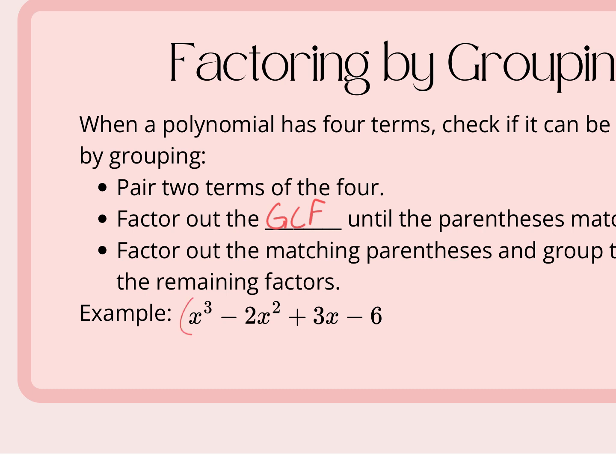There's 4 terms here. So I'm going to group the first 2, group the second 2. Between our first 2 terms, between x to the third and minus 2x squared, I can take out an x squared. And I'm left with an x minus 2. Between 3x and 6, I can take out a 3. And then you're left with an x minus 2 there. Notice that x minus 2 and x minus 2 match.